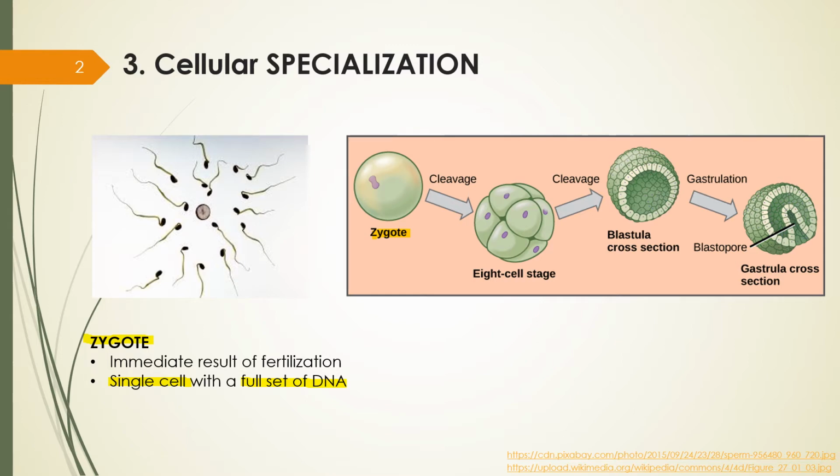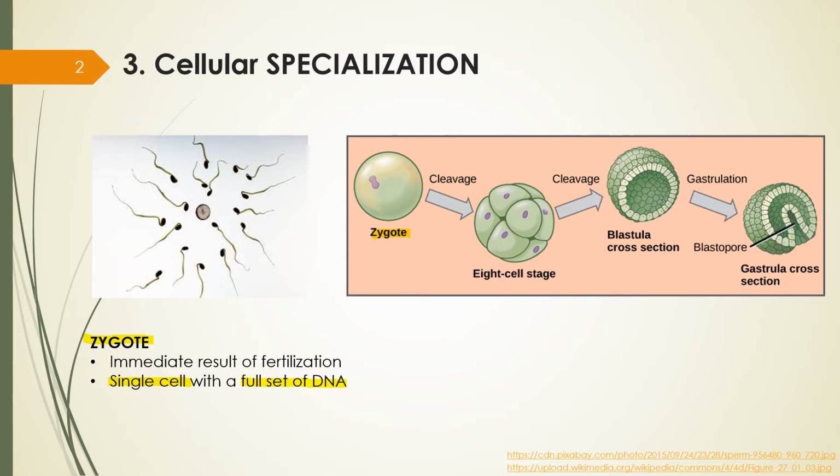Remember, through what kind of division? I hope you know now. Please tell me. The zygote will multiply by mitosis. Thank you. So through mitosis, you're gonna multiply this zygote.